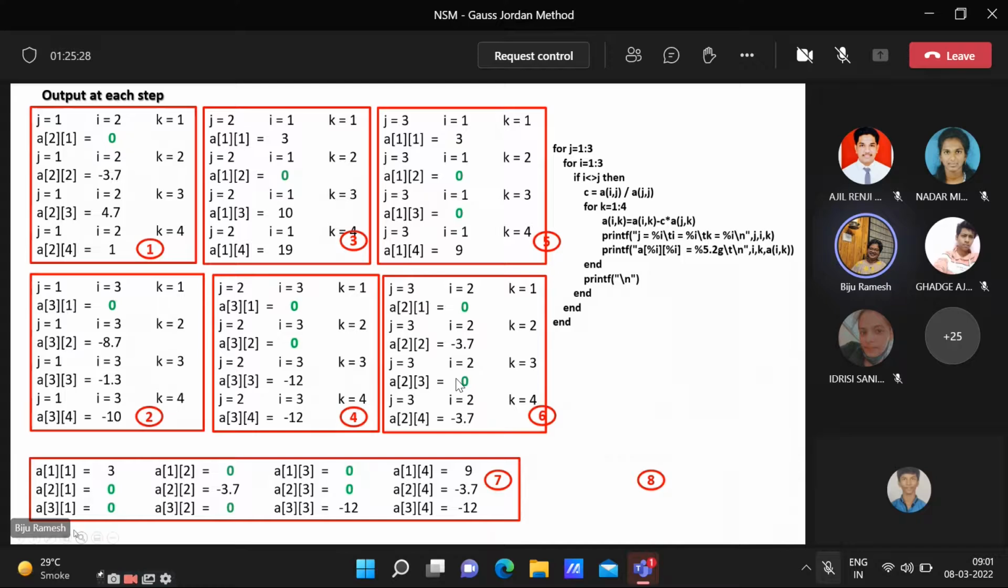So you have the upper triangle and the lower triangle reduced to 0. You equate the two and you get x of 1. You equate these two: 9 by 3 is 3. Minus 3.7 by minus 3.7 is 1. Minus 12 by minus 12 is 1. So you will get x1 as 3, x2 as 1 and x3 as 1.